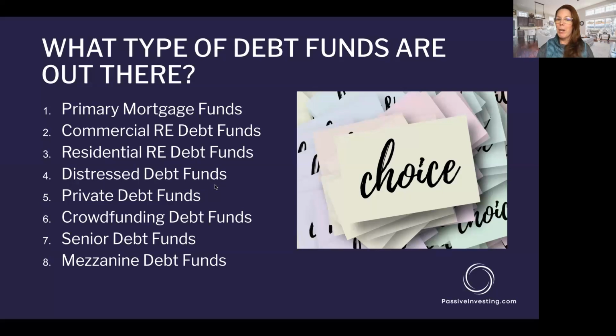We've got primary mortgages, commercial real estate debt, residential debt, distressed debt. You get it: high risk, high reward, go into distressed debt. You can lend debt privately, or through a crowdfunding tool. You can be in the senior position, getting the first loan, or in a mezzanine position, the second or third lending position. There are all different flavors of this, so you really have a choice.